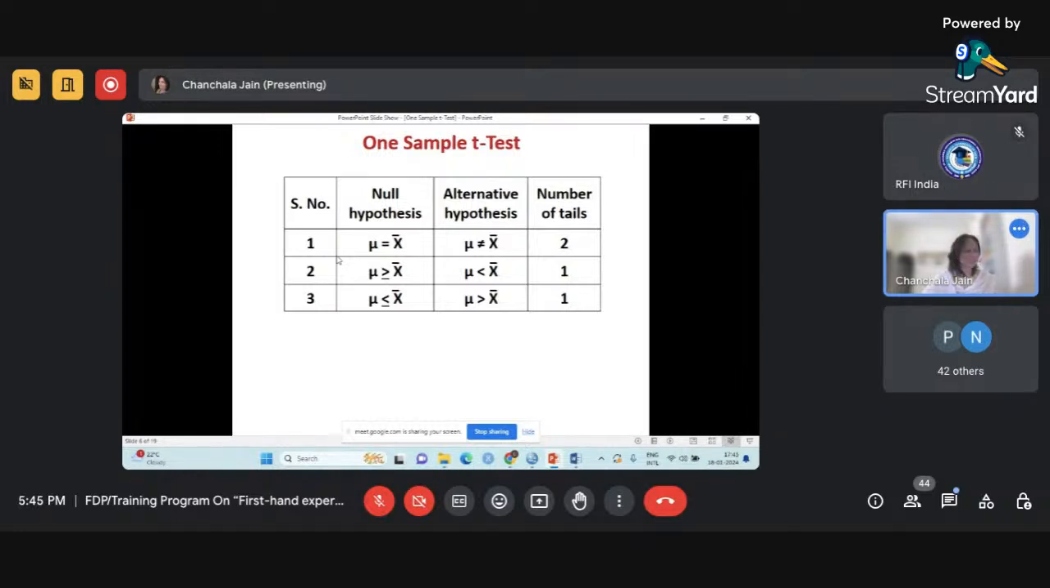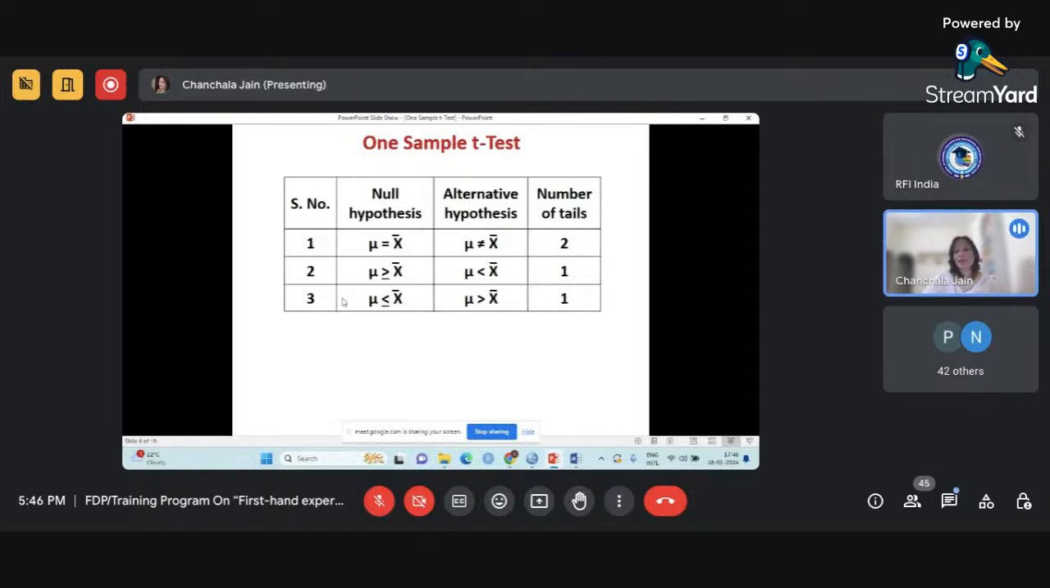In research papers, here you can see the very first row is stating that mu is equal to x bar, means population mean is equal to sample mean. And alternatively, I'm saying population mean is not equal to sample mean. That means this is a two-tailed test hypothesis, right? The alternative hypothesis is saying that mu is not equal to x bar. That means it can be either greater than or less than, but I'm not clearly defining that. So that's why both the tails can be involved here. So we are saying this is a two-tailed test, right?